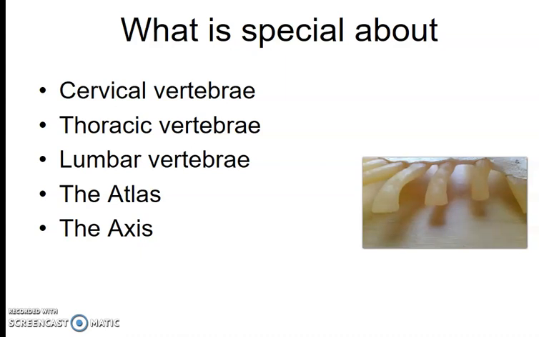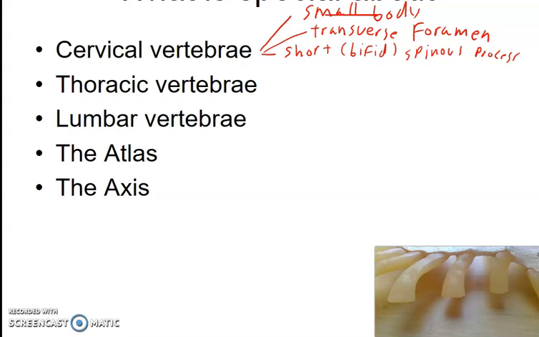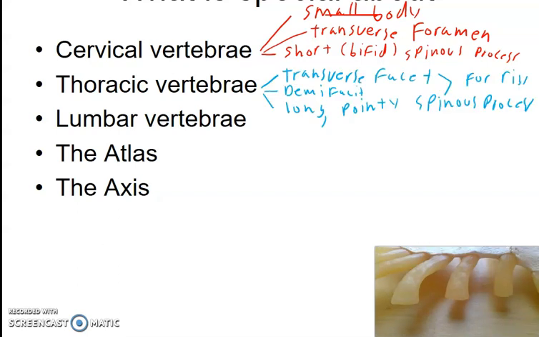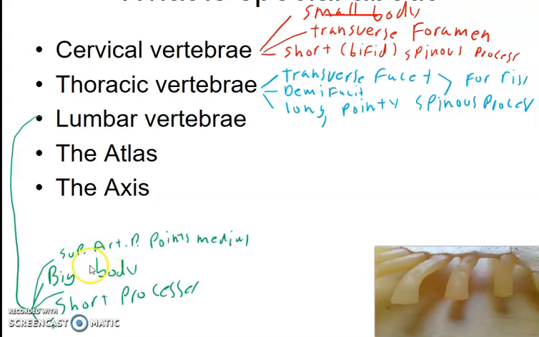So, what did you guys get for special about the cervical vertebrae? Small transverse foramen, and short bifid spinous process. What about the thoracic vertebrae? Transverse facets for rib attachment, demifacets for rib attachments, long pointy processes, and the superior articulating facet looks like giraffe ears. What about the lumbar ones? The superior articulating facet points medially, or is angled medially. A big body and short stubby processes.